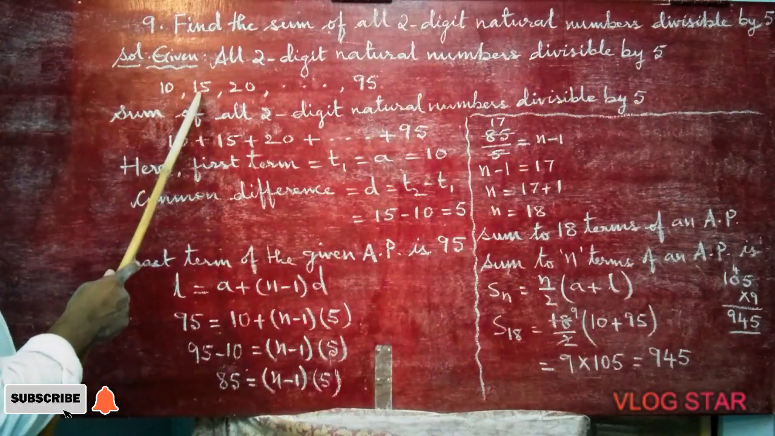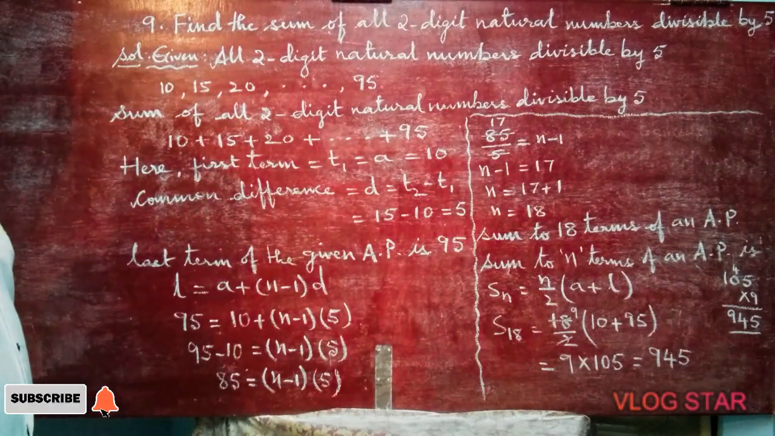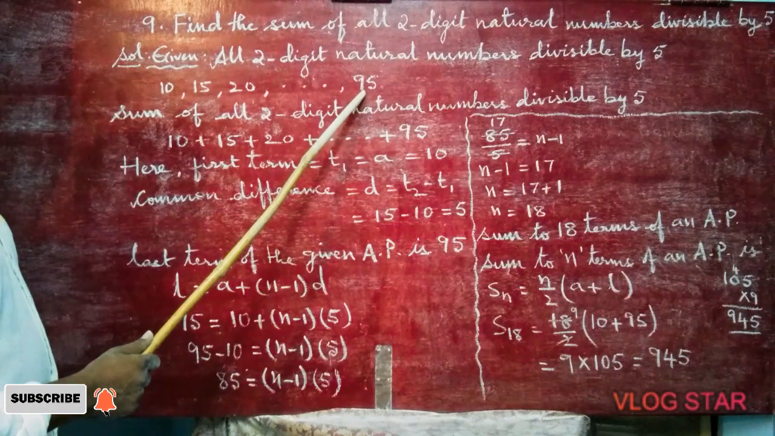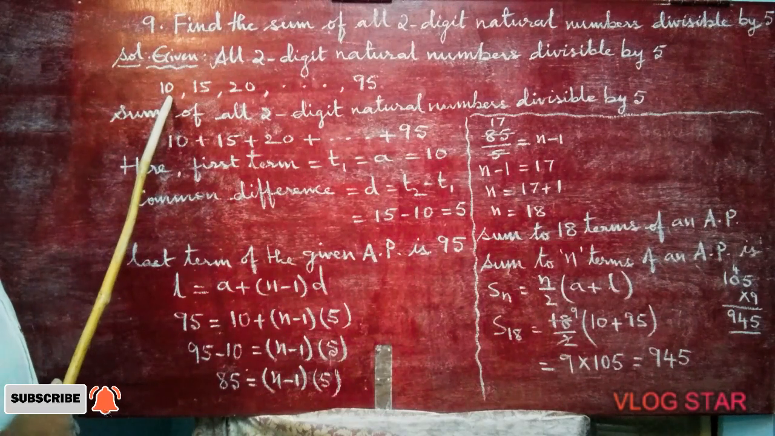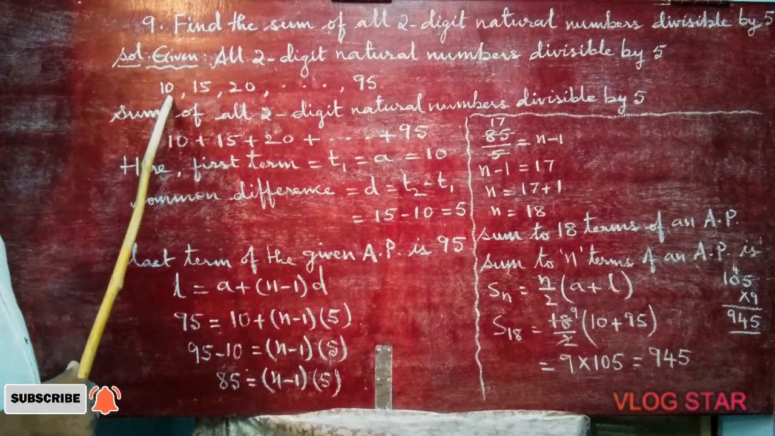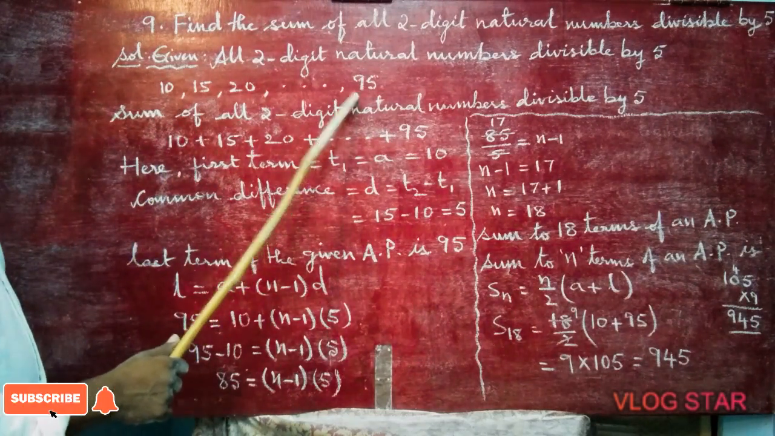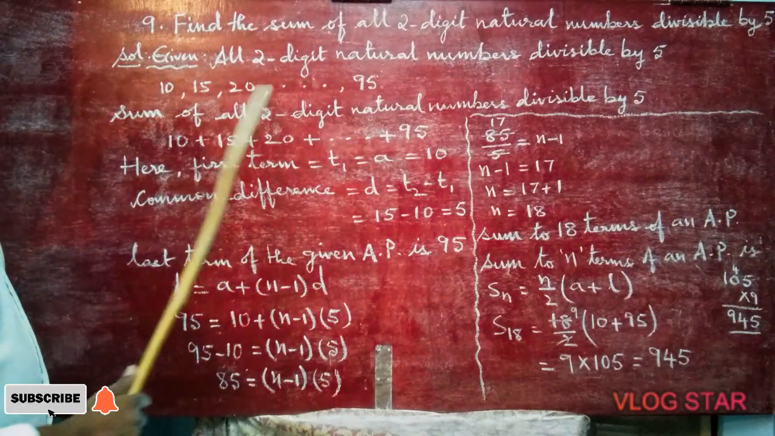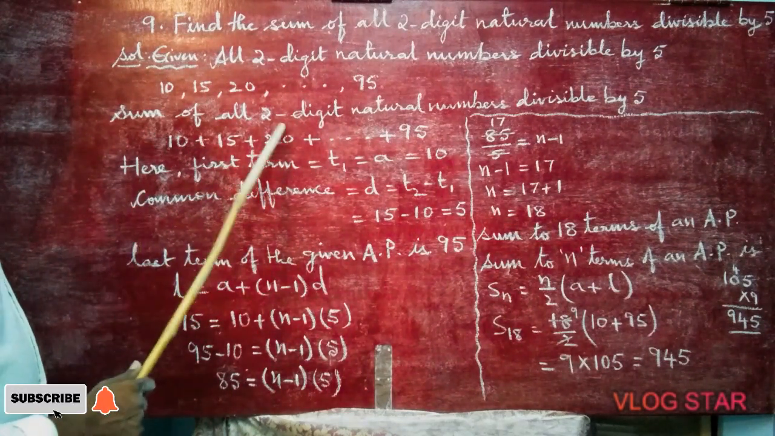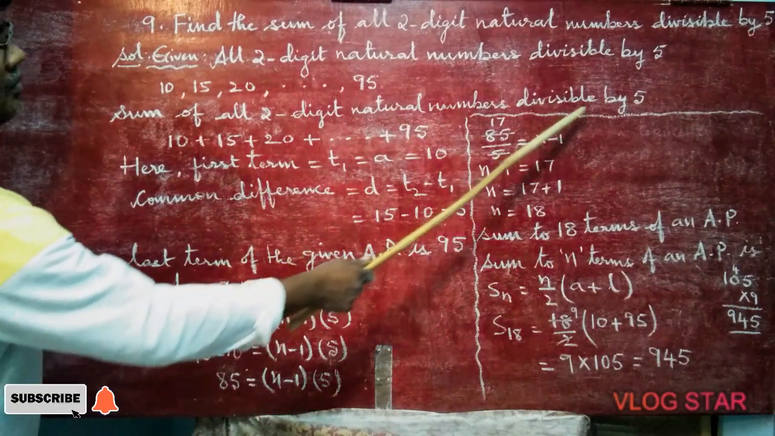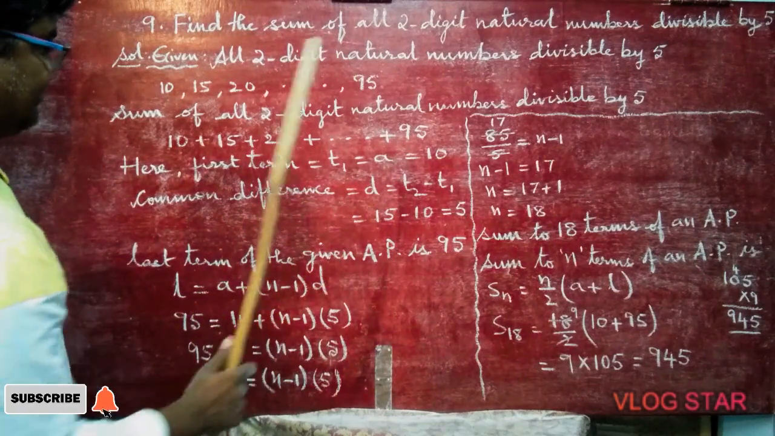So 10, 15, 20, so on, 95. 95 is the last, greatest 2-digit number which is divisible by 5. And 10 is the smallest 2-digit natural number divisible by 5. How many terms we got like this, we don't know. We know the first term and the last term. How many terms are there in this sequence or series, we don't know. Sum of all 2-digit natural numbers divisible by 5. Sum means addition: 10 plus 15 plus 20 plus so on plus 95.